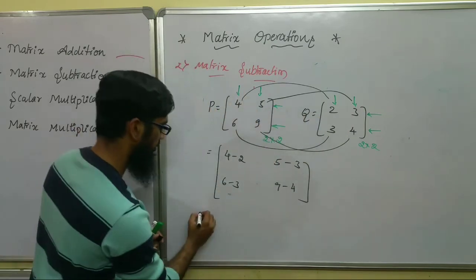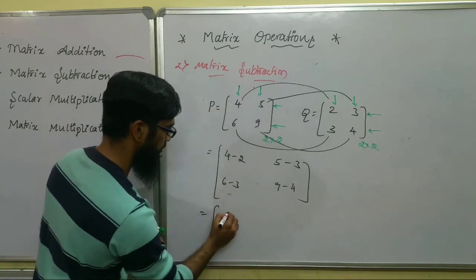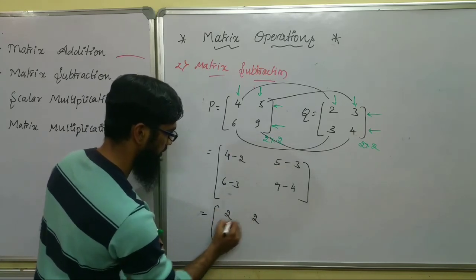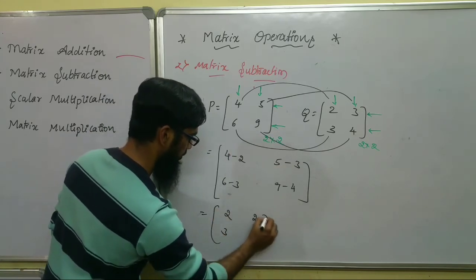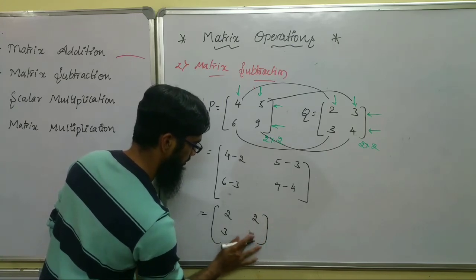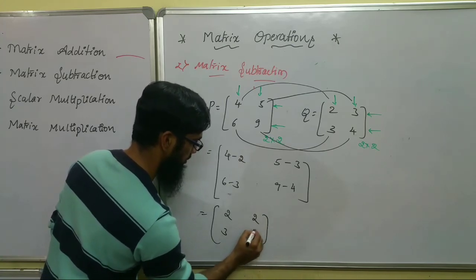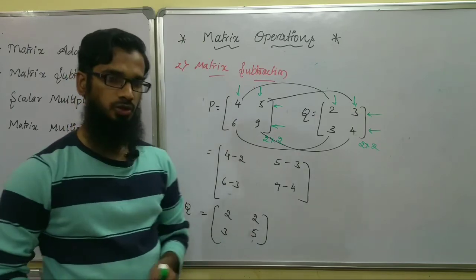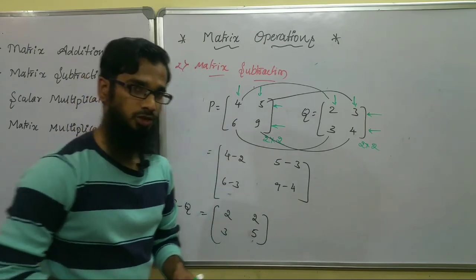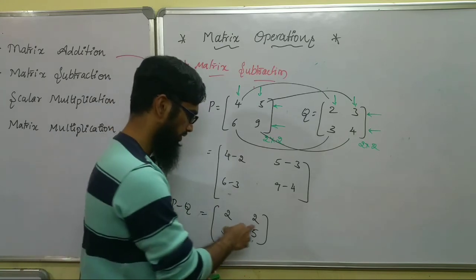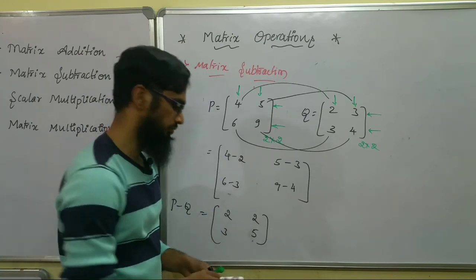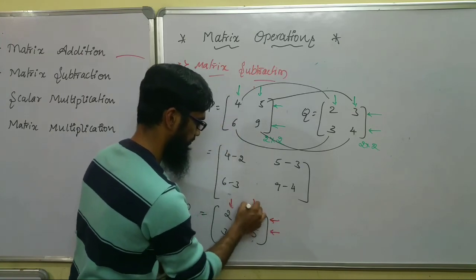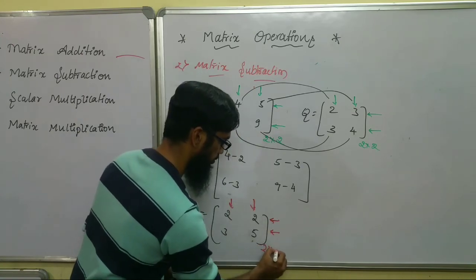Okay, now here the simple thing, 4 minus 2 is 2, 5 minus 3 is 2, 6 minus 3 is 3, 9 minus 4 is 5. So this is the matrix that is P minus Q. Now again I'll check the matrix order here for the final one. There are 2 rows and 2 columns, so the order of the matrix becomes 2 cross 2.